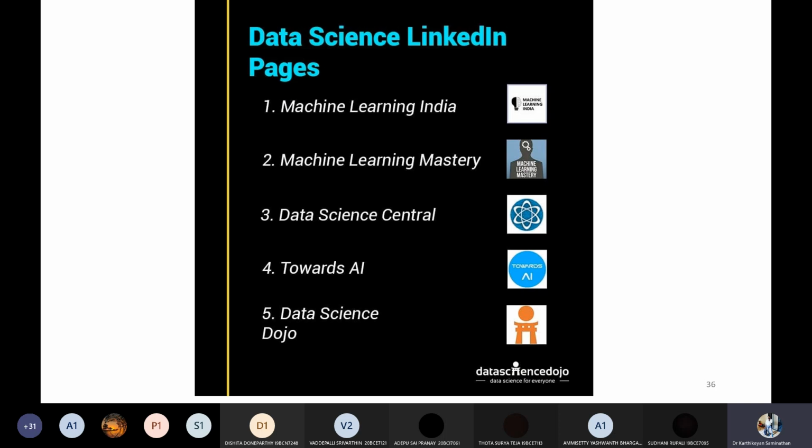So these are some data science LinkedIn pages you can follow to get current updates, which I always follow. Machine Learning India, ML India, on LinkedIn. Machine Learning Mastery is also one of the famous pages on LinkedIn. Data Science Central, Towards AI, and Data Science Dojo. So these are the official data science websites. You can watch them to get more ideas.